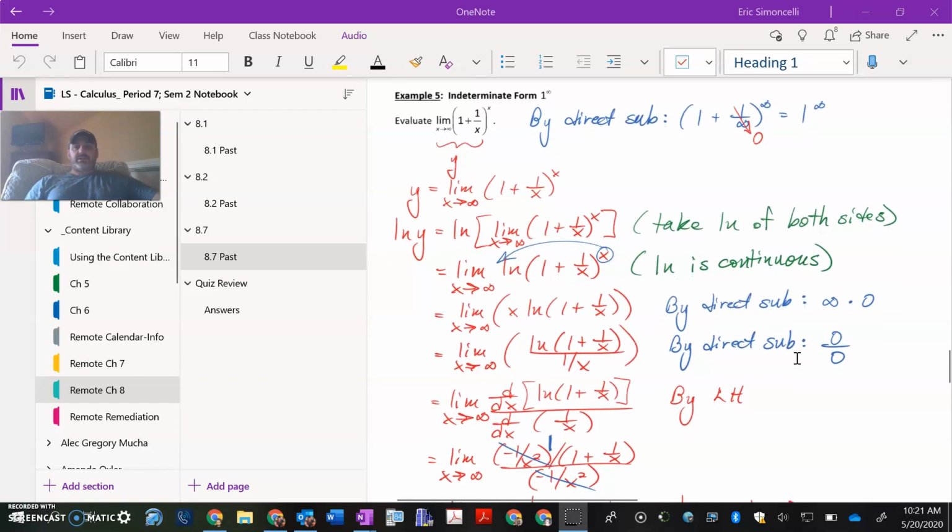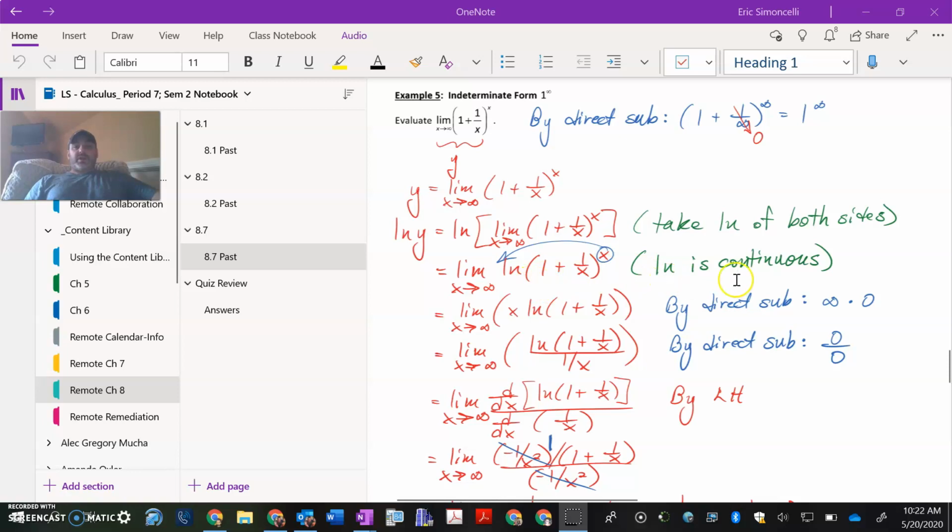Okay, so let's take a look. So now this entire problem is written as y equals the limit as x approaches infinity of 1 plus 1 over x to the x power. We can take the natural log of both sides. The reason we want to do that is so that we can rewrite the problem after, of course, L'Hopital is applied, in a manner in which we can express it as an actual value. We'll see that unfold shortly.